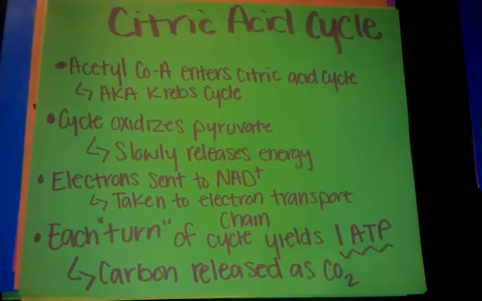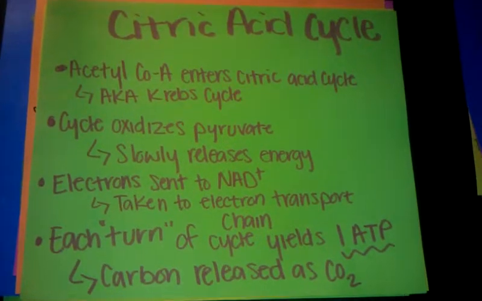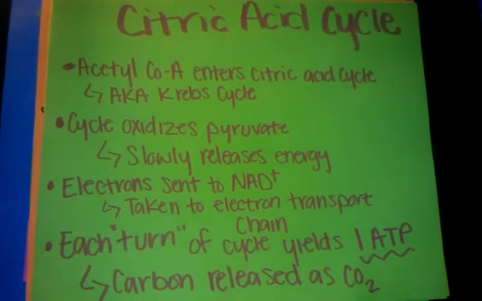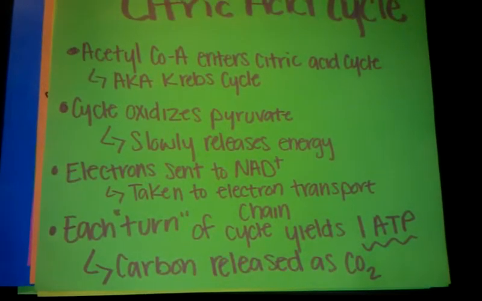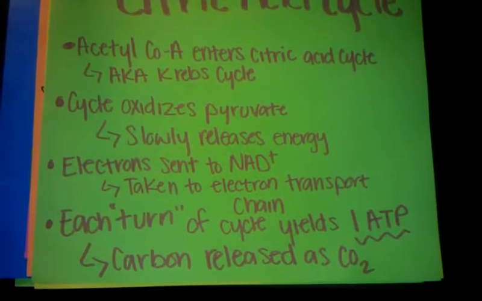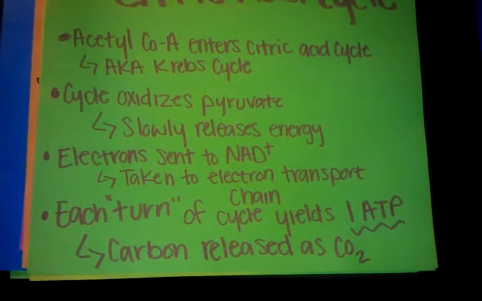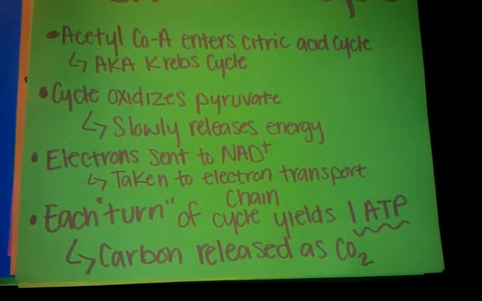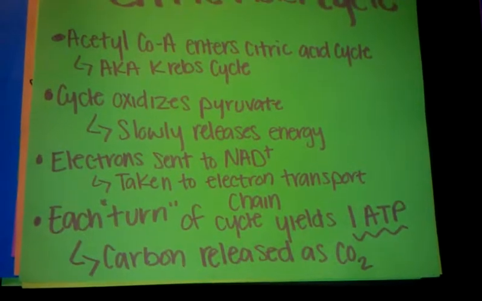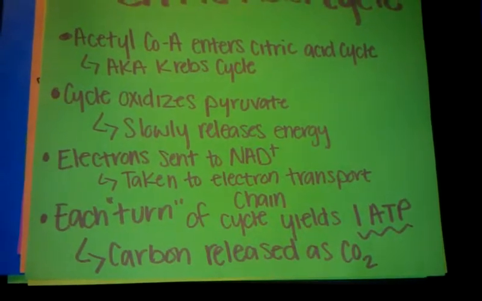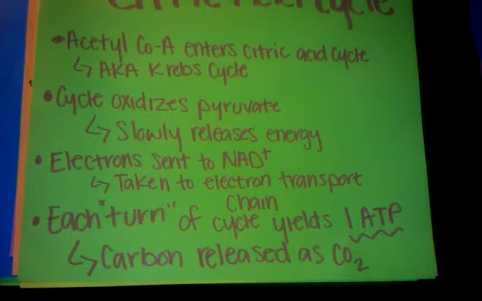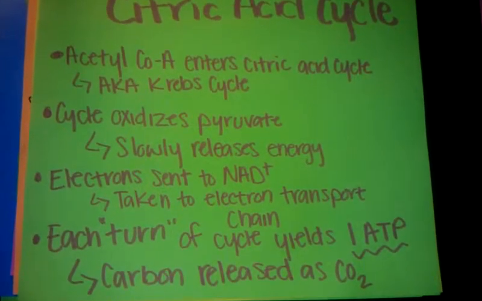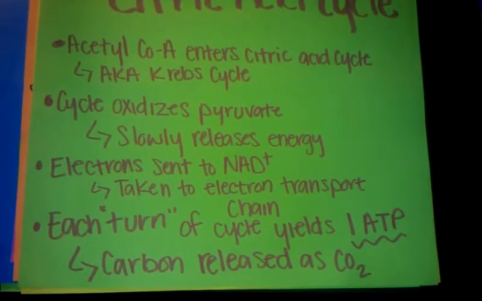The citric acid cycle: acetyl-CoA enters the citric acid cycle, aka the Krebs cycle. The cycle oxidizes pyruvate, slowly releasing energy. Electrons sent to NAD are taken to the electron transport chain. Each turn of the cycle yields 1 ATP, and carbon is released as CO2.